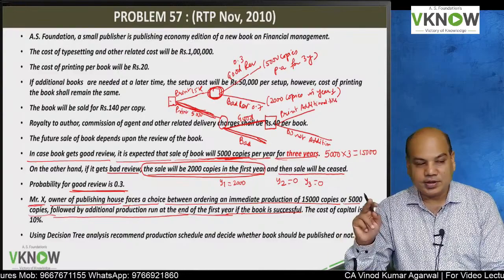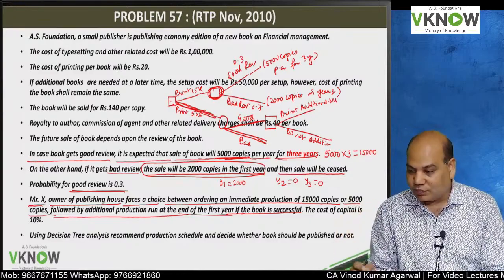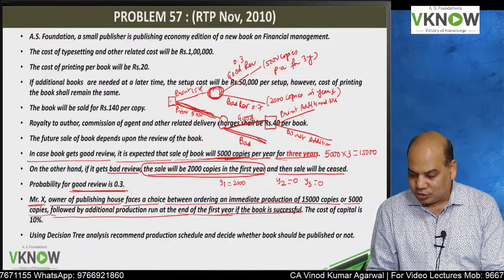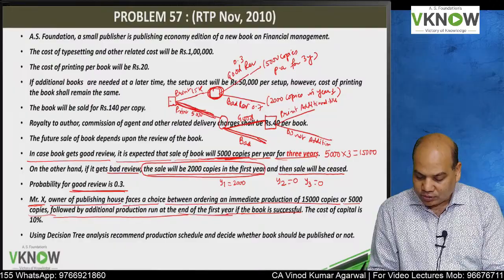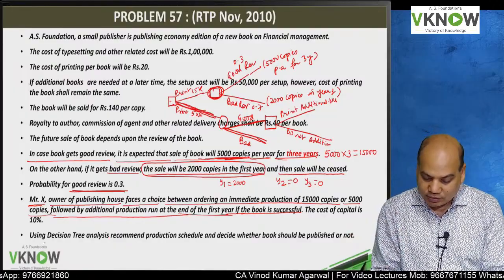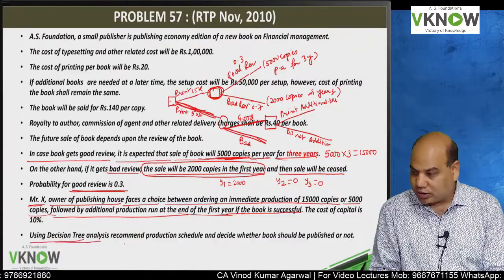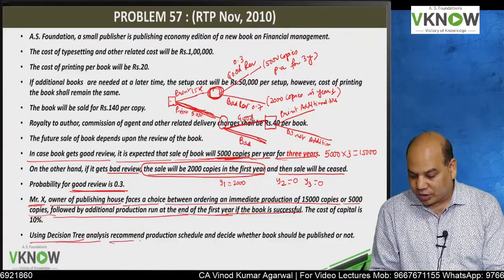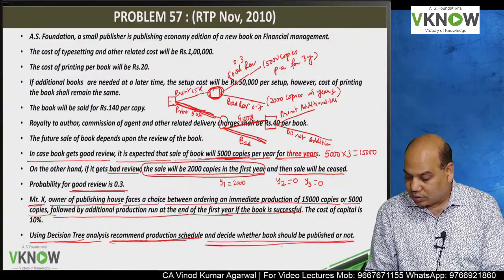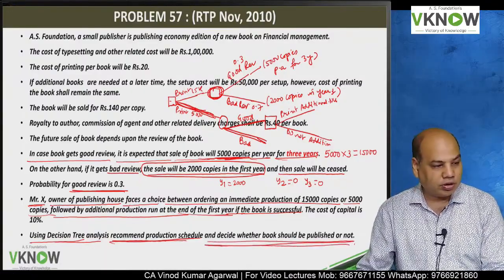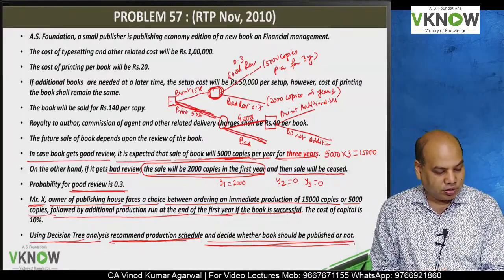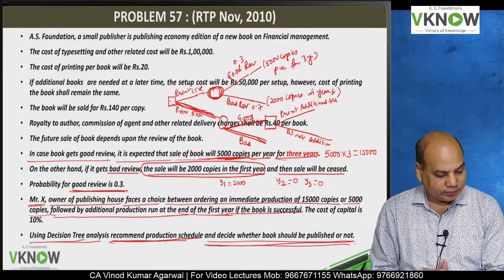I am going to further explain in the diagram, because here we don't have space, so the presentation is not good. You will not understand much. So I am going to explain the same thing in the proper diagram. Question is, using decision tree analysis, recommend production schedule and decide whether the book should be published or not. Is it right?